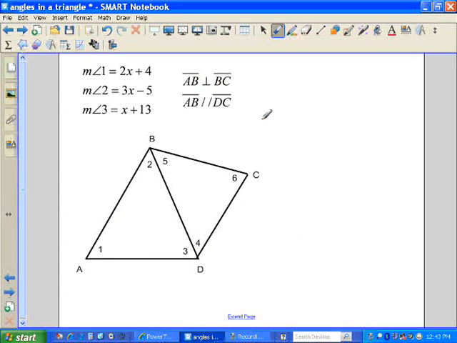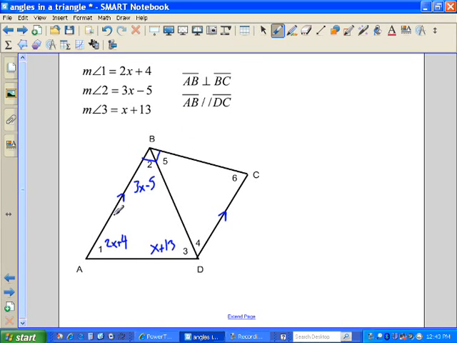Another one, a little different setup on this one. We'll keep with the blue and we'll switch to green. So angle 1 is 2x plus 4. Angle 2 is 3x minus 5. Angle 3 is x plus 13. We also know that AB is perpendicular to BC. So that means that right here I've got a right angle. And AB is parallel to CD. So lots of information going on in this particular little problem.